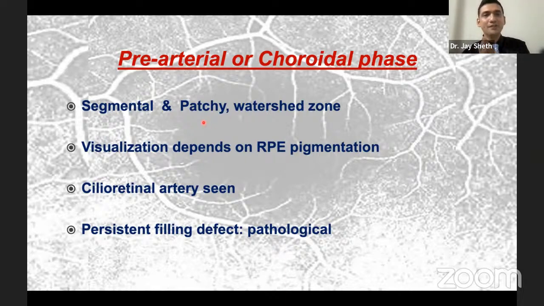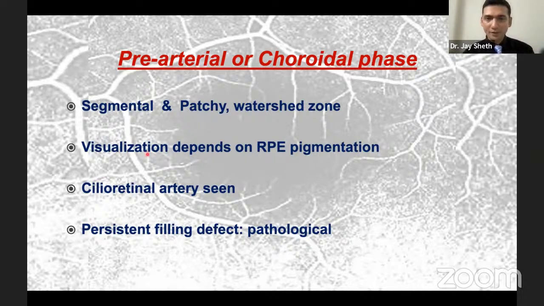But still, if we capture the image very nicely, we can see the segmental and patchy filling of the choroidal vasculature, including the watershed zone. This visualization also depends upon the RPE pigmentation, because in our Indians, if we have a very heavily pigmented RPE, it may be difficult for us to visualize the choroidal phase with clarity.